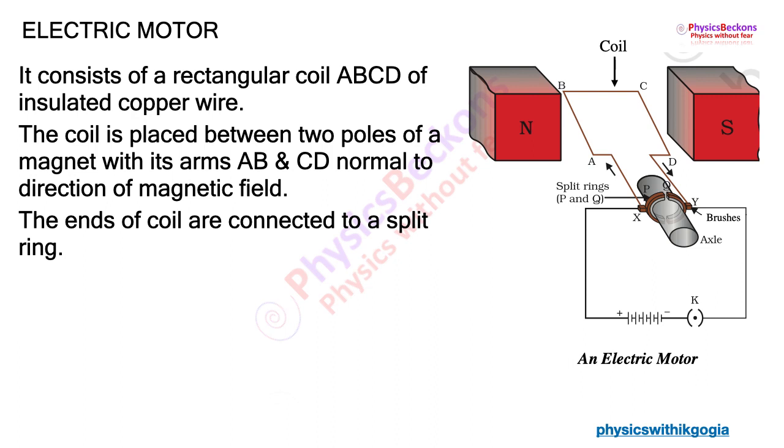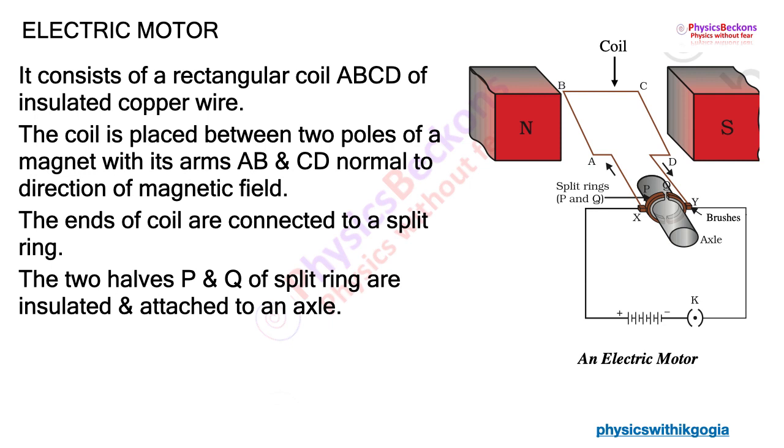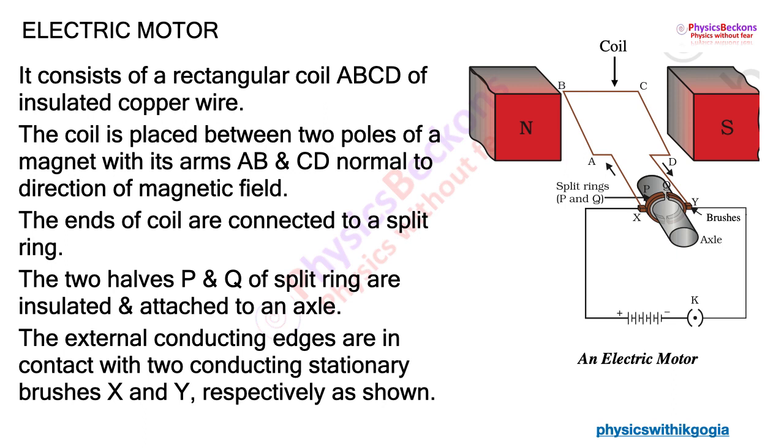The ends of the coil, that is end A and end D, are connected to a split ring. You can see here in the diagram we have a ring which is cut into two parts. These parts are insulated from each other and also from the axle. You can see there is a gray layer in the lowermost parts of the split ring. The upper reddish part is conducting. The halves P and Q of the split ring are insulated and they are attached to an axle.